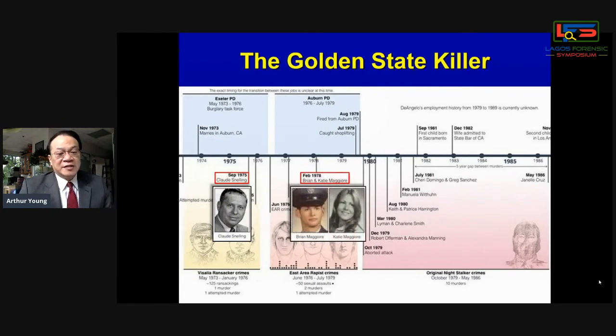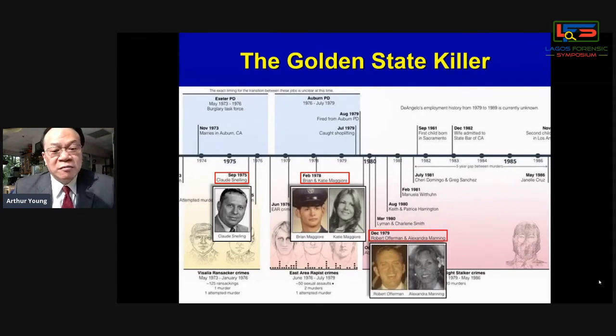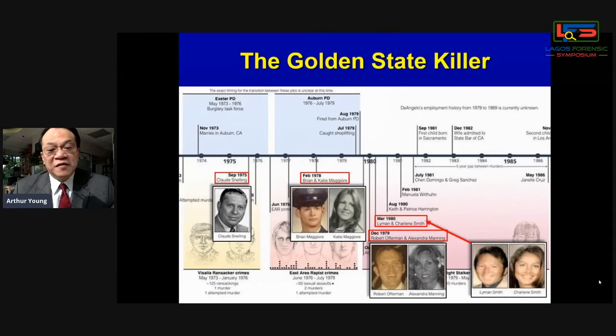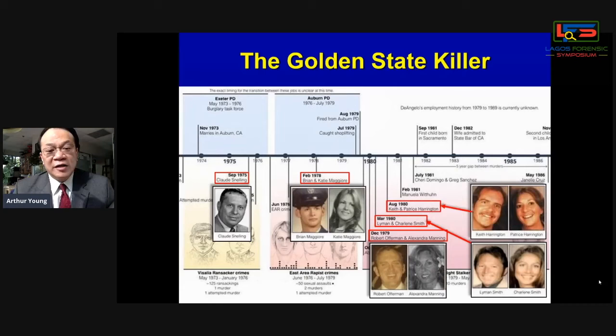I'm sorry, September of 1975 is Claude Snelling. In February of 1978, two people were murdered, Brian Maggiore and Kate Maggiore. In December of 1979, Robert Offerman and Alexandria Manning were murdered. In March of 1980, Lyman and Charlene Smith were both murdered. In August of 1980, Keith and Patrice Harrington.